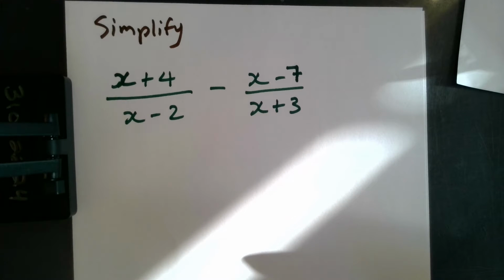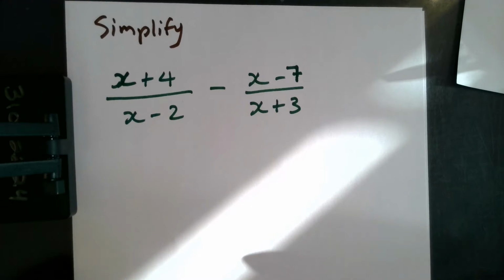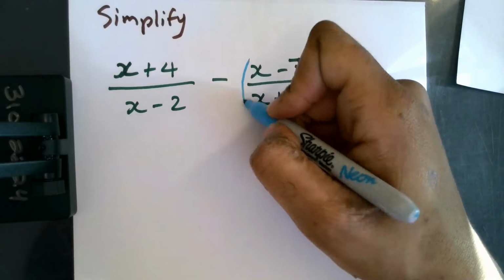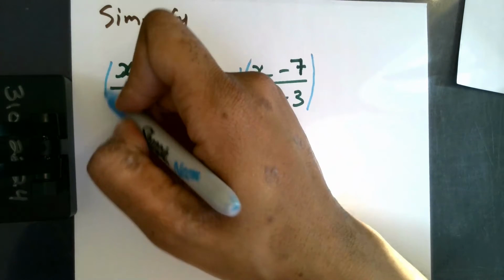Alright class, I'm going to spend a few minutes to simplify this problem. So we have two rational expressions, or two algebraic fractions. Before I continue, I am going to put a 1 here and a 1 here.